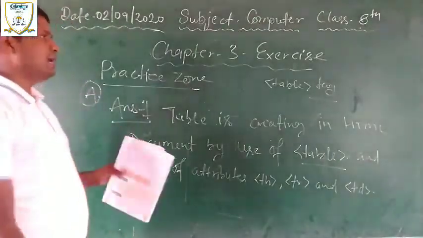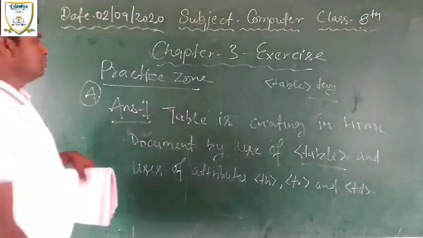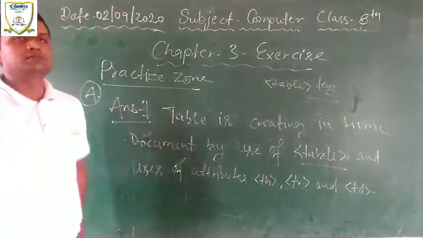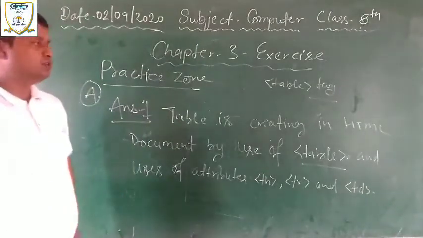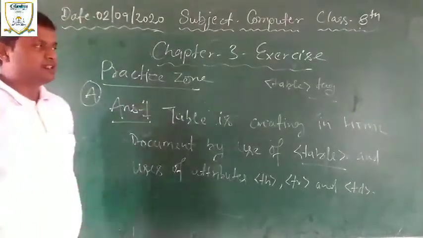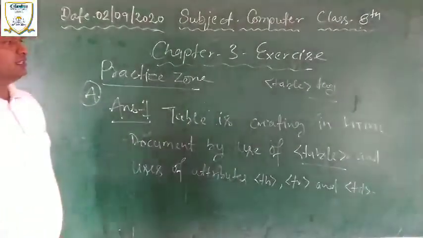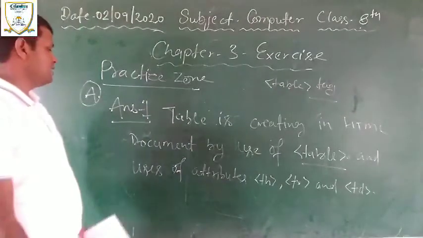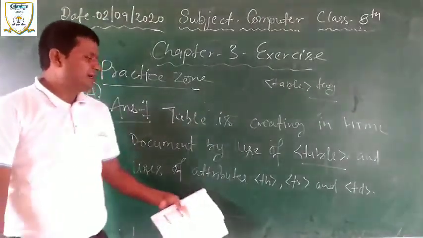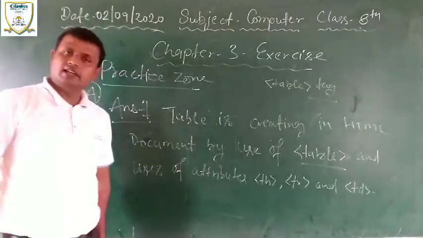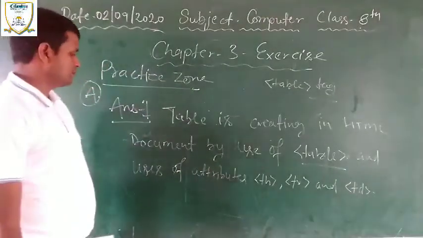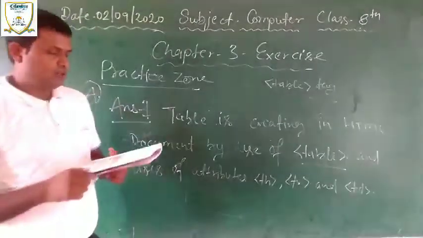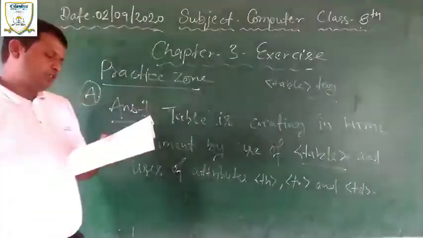Firstly, everyone, note this down. Pause the video and write this definition: Table is created in HTML document by the use of table tag and uses of attributes. Okay, clear? Now come to the second question.